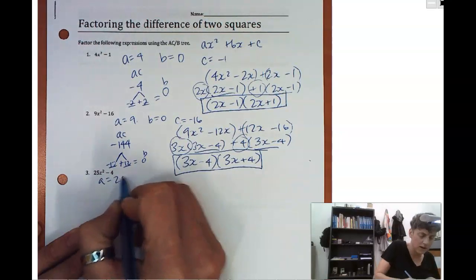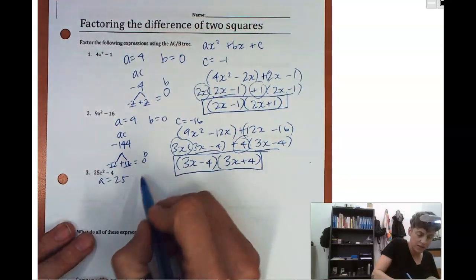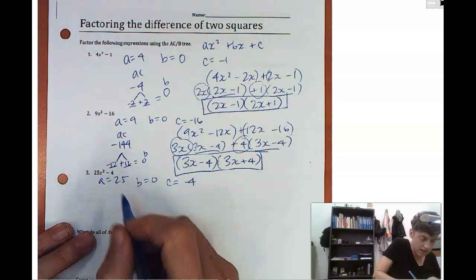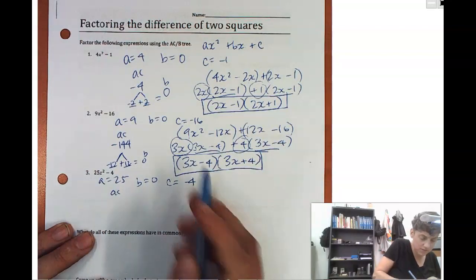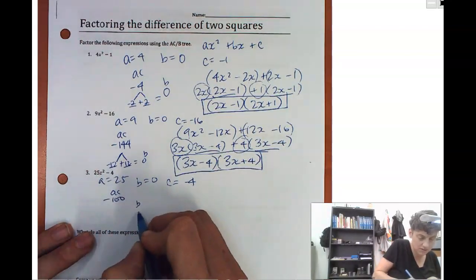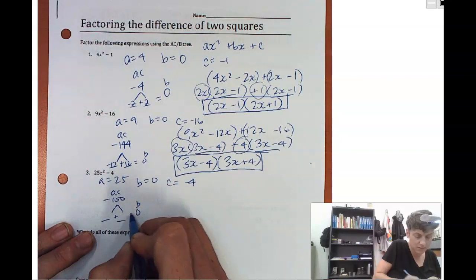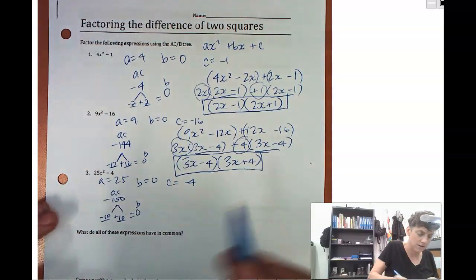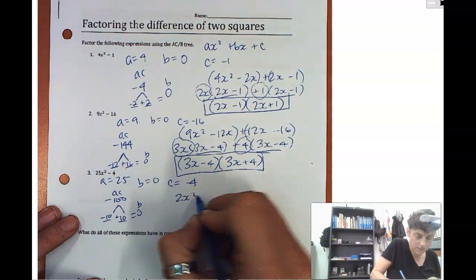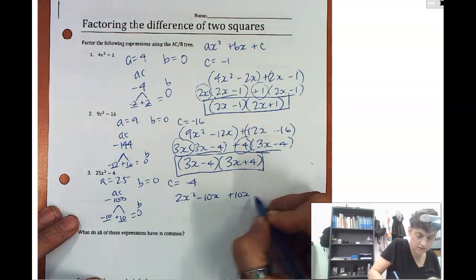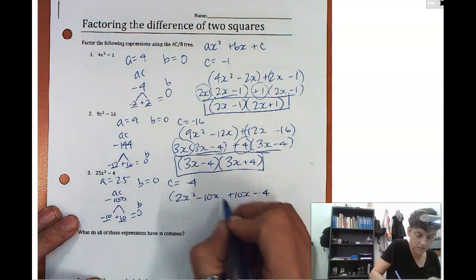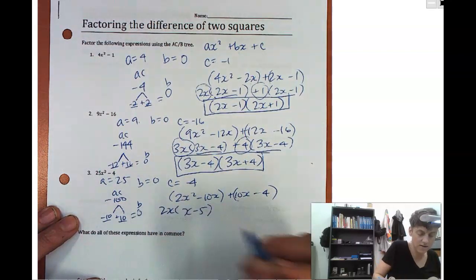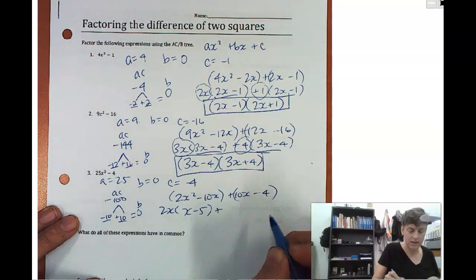The a is 25. There's no b term again. B is again nothing, and c is -4. So, a times c, 25 times -4 is -100. B is still 0. Two numbers that multiply to be -100 and add to be nothing: -10 and +10. Split our middle term: 25x squared minus 10x plus 10x minus 4. Group the first two, group the second two. GCF here is 2x, x minus 5.